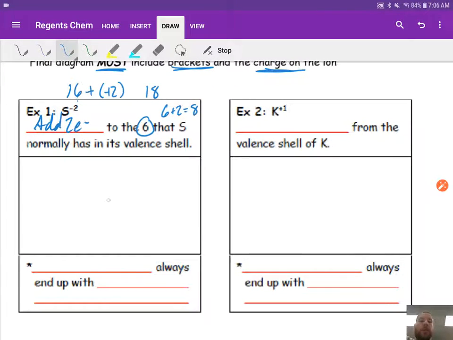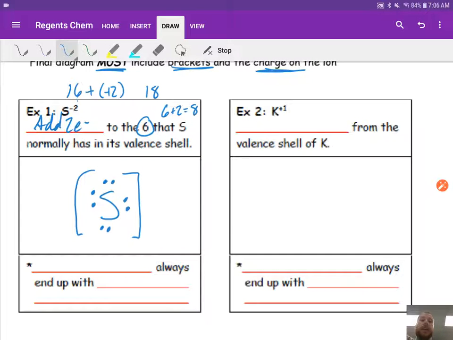So when we draw its structure, same process. Start with its symbol. 1, 2, 3, 4, 5, 6, 7, 8. But since I've added those 2 extra electrons, I have to put brackets around it and a charge on the outside. If I don't have the charge, like if I get rid of this, that's not sulfur. A neutral atom of sulfur only has 6 valence electrons if you look at your configuration.